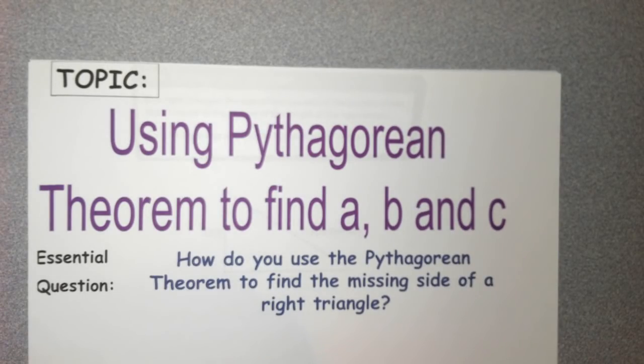Today's topic is using the Pythagorean theorem to find A, B, and C. And the essential question we're trying to answer is, how do you use the Pythagorean theorem to find the missing side of a right triangle?